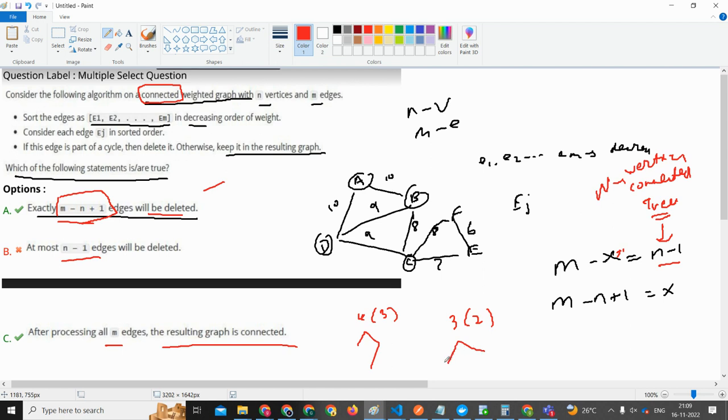Yeah, sure. See, n minus 1 edges alone: if I'm saying I have a graph and there are n minus 1 edges, I'll ask you a question right now. There's a graph and there are exactly n minus 1 edges. Can you tell me that this graph is definitely connected?